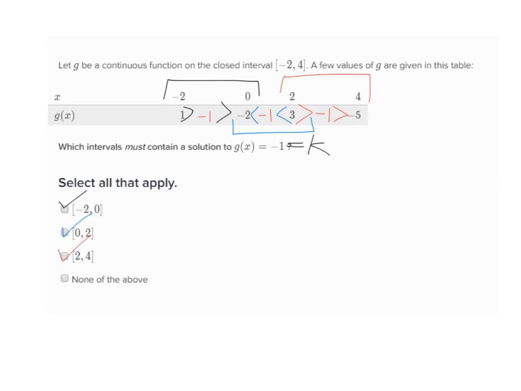Okay, I know it's a little bit of a weird concept. It seems almost too easy to be true, that's all you're asking, but that's really all there is to this.